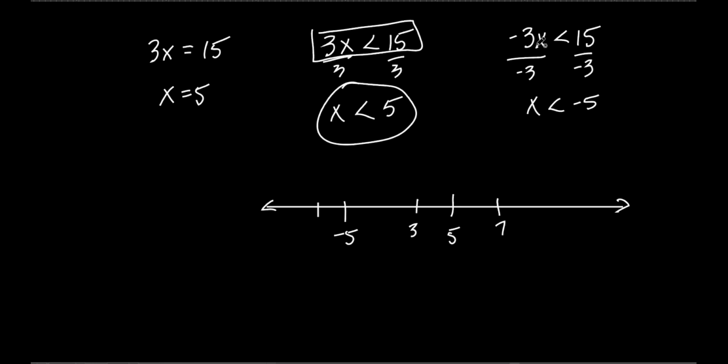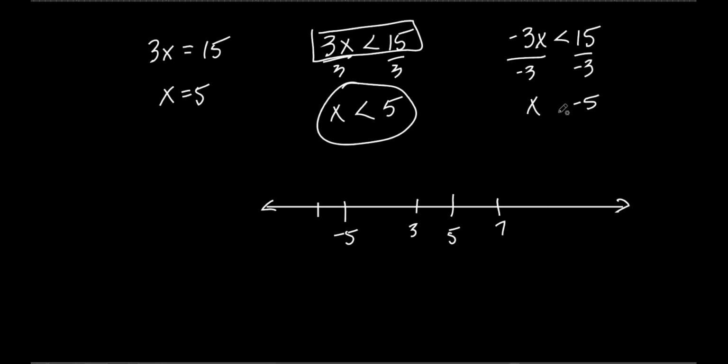18, positive 18. Is 18 less than 15? No. So this doesn't work, does it? So I've got to change this thing up. What do I have to do to it? I have to switch the sign. Exactly right. So when you divide by a negative or multiply by a negative, that's why I said 1a, 1b. Remember I said that earlier? If you multiply or divide by a negative number, you've got to change the direction of the inequality.